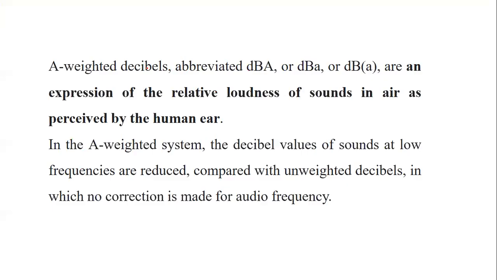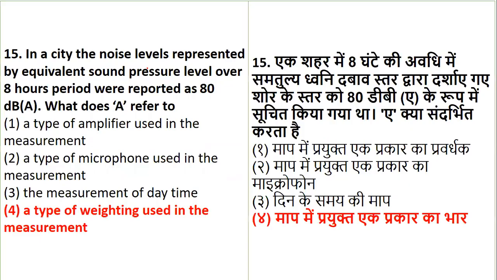So dB is the abbreviation for decibel, which is written with a capital and a small b, an expression of the loudness of sounds in the air. A is nothing but this weighted system of decibel values of sounds, which talks about frequencies, compared to unweighted decibels with no correction made for audio frequency.